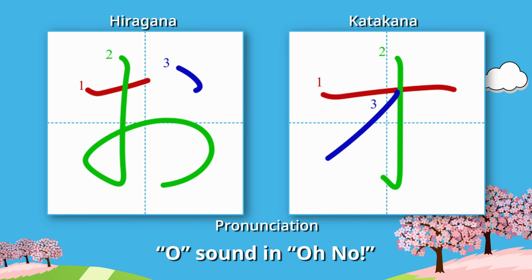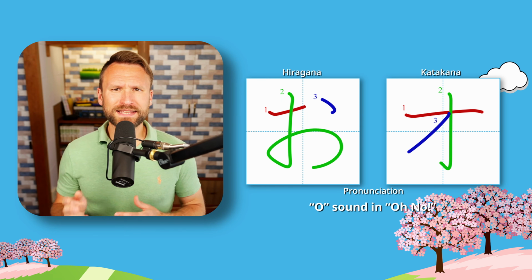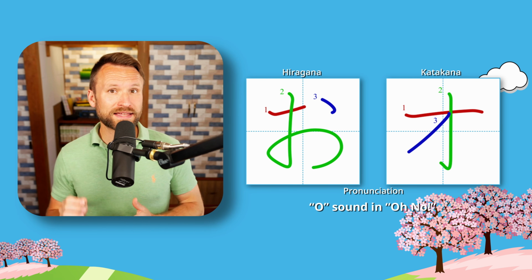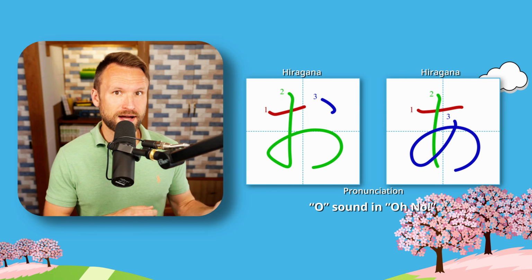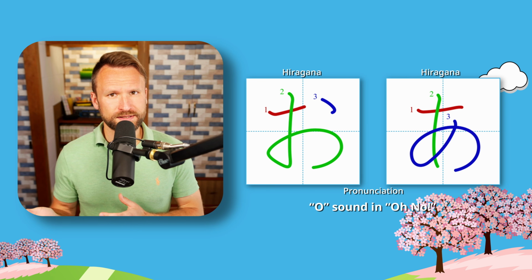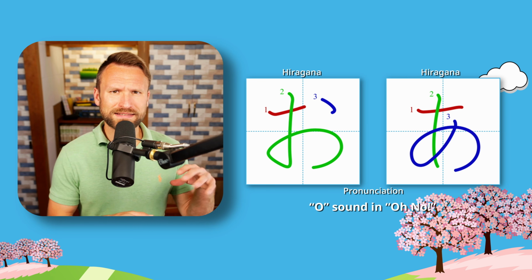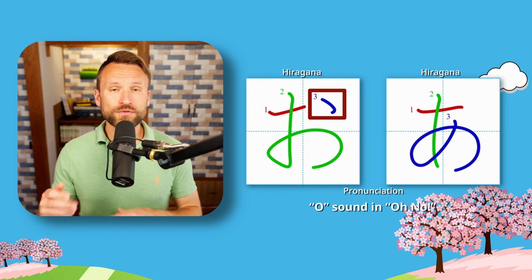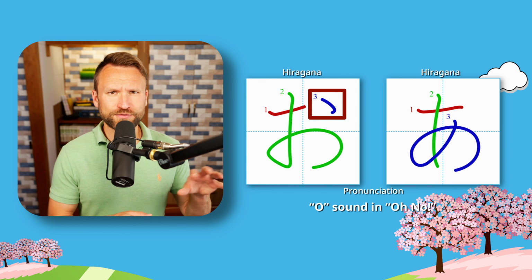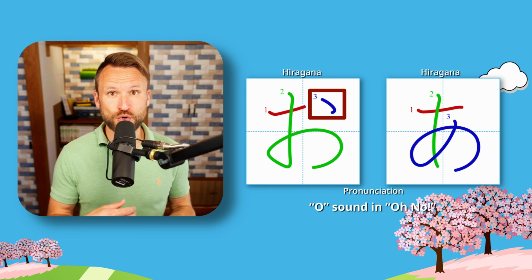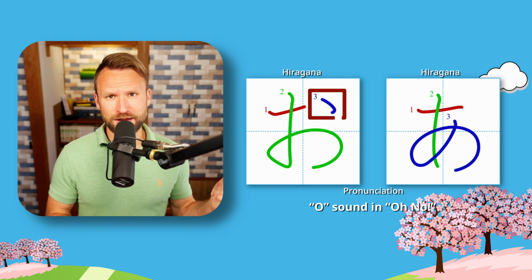These characters represent the o sound in oh no. You may notice that the hiragana o looks a lot like the first character we learned. But there are a few small differences. For one, we have that little dot over on the top right. For future hiragana, when there's a floating dot like this, we'll usually make it some kind of speech bubble in the story. So store that tidbit in the back of your mind for now.